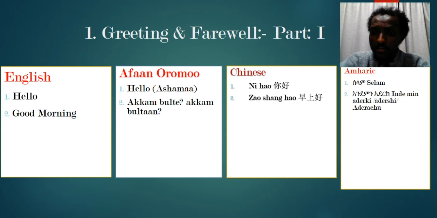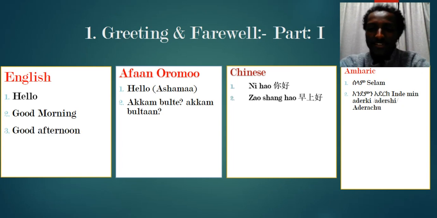In case of Amharic, we can say indemen adark if the person is male. If she is a female, we can say indemen adarsh. To express respect, we can say indemen adarachu, or if there are a lot of people gathered together, we can simply say indemen adarachu. So it sounds good. I hope you are really feeling it.